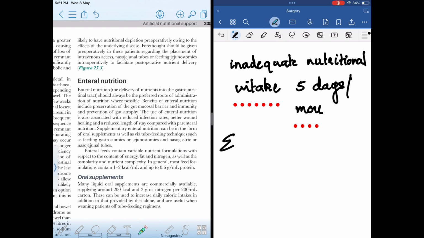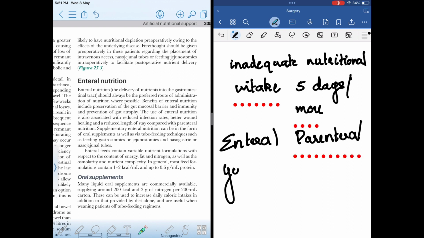So what are the ways in which we can give artificial nutritional support? We can give it as enteral nutrition, or we can give it as parenteral nutrition. Enteral is via the gut and parenteral is via the IV route. And which is better? Enteral is better than parenteral.